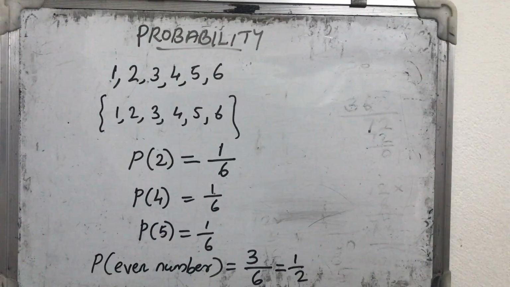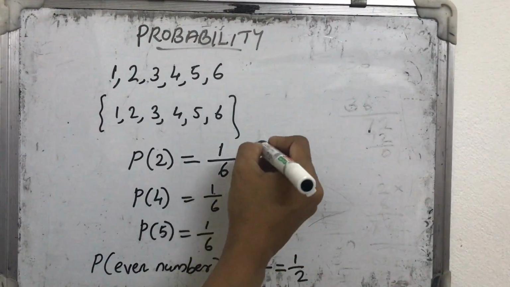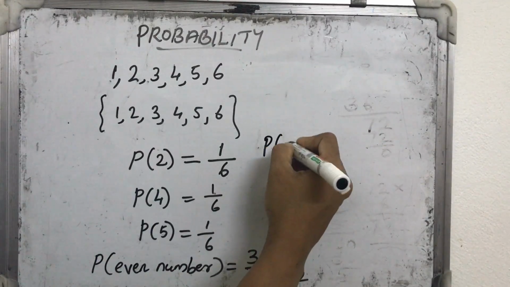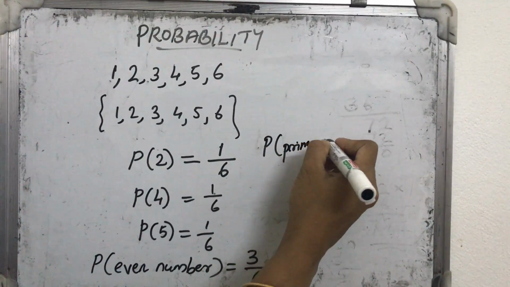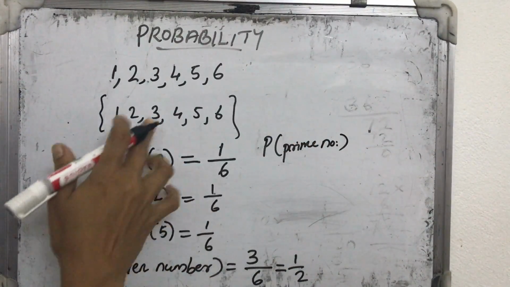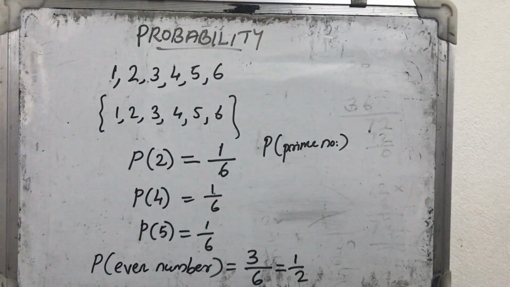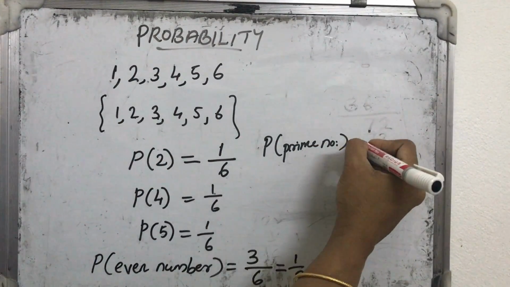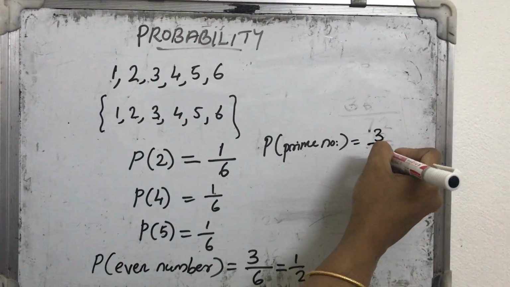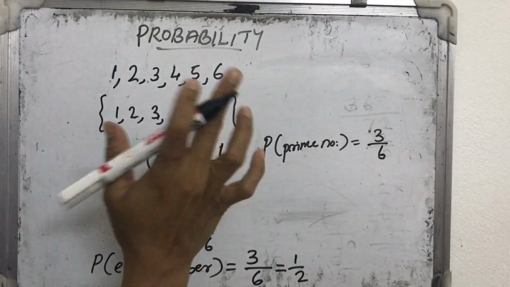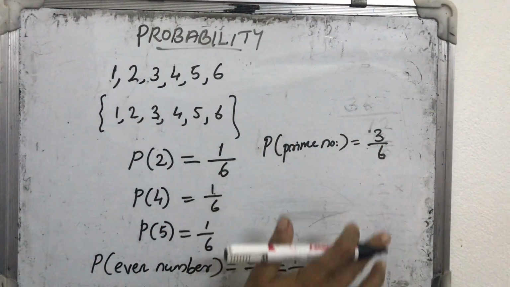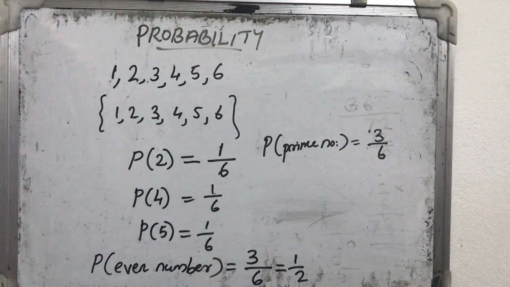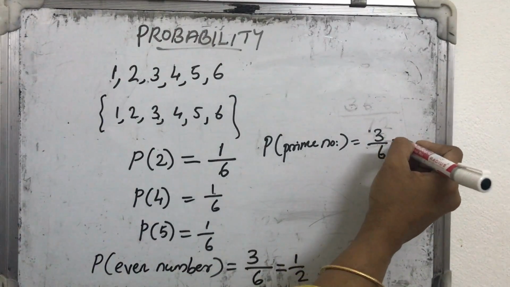So that also 3 by 6, that means 1 by 2. Now, what is the probability of getting a prime number? So, how many prime numbers are here that we want to count? 1, 2, 3. Only 3. That also 3 by 6. Total, how many outcomes? 6 outcomes are there. So, probability of getting a prime number is 3 by 6. That means 1 by 2.